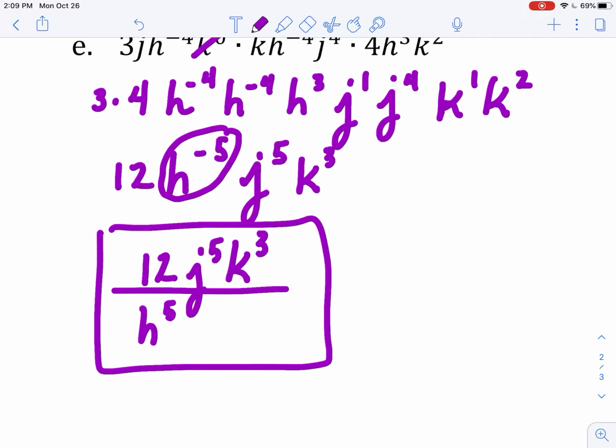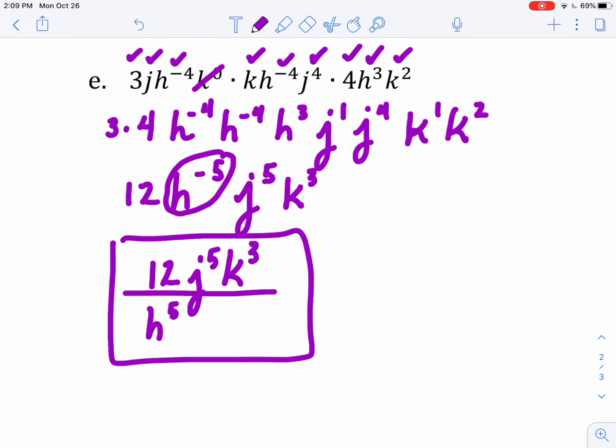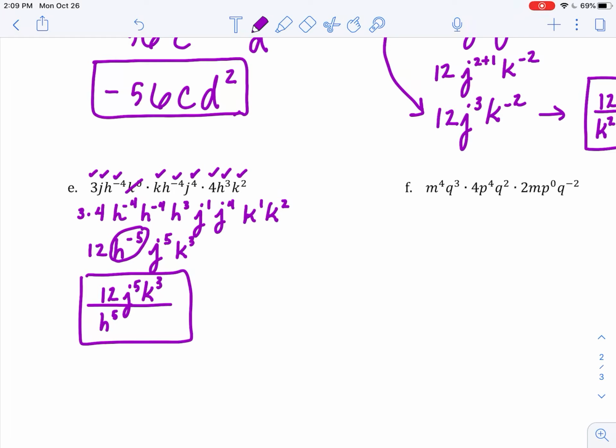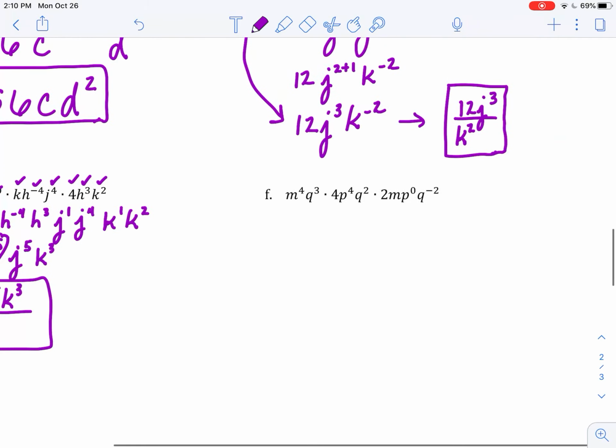Now, if in your final answer on any of these problems, you see a variable more than once, you didn't simplify all the way. You have to combine all of them that can be combined. And so by the end, if you had 2 J's, it means you should have combined them. It means you didn't combine everything all the way. All right, so don't be scared off by something like E. Rewrite it and add up the exponents on the like bases, and then move any negative exponents at the end. Let's try it one more time.